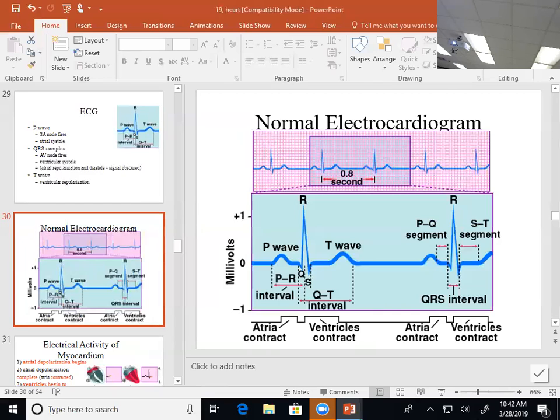It can be from 60 beats per minute to 100 beats per minute. That can be normal for an adult. So some adults are going to have a pretty low resting heart rate. Some adults are going to have a normal higher resting heart rate, and that might be normal for them.